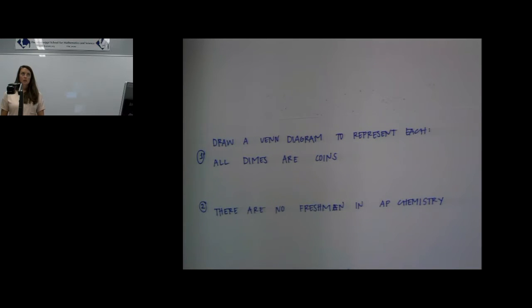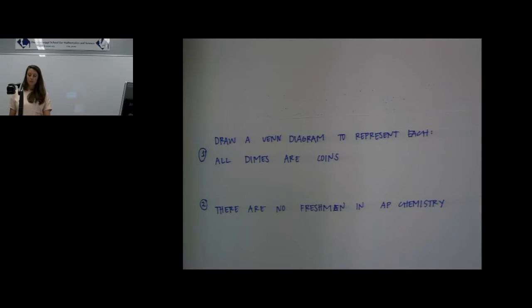Okay. All right. So now I am going to put some problems up that I want you to do. So let's look at these two here. This is all going to be types of problems that could be on your quiz. Draw a Venn diagram to represent each. All dimes are coins, and there are no freshmen in AP Chemistry. So draw those Venn diagrams.